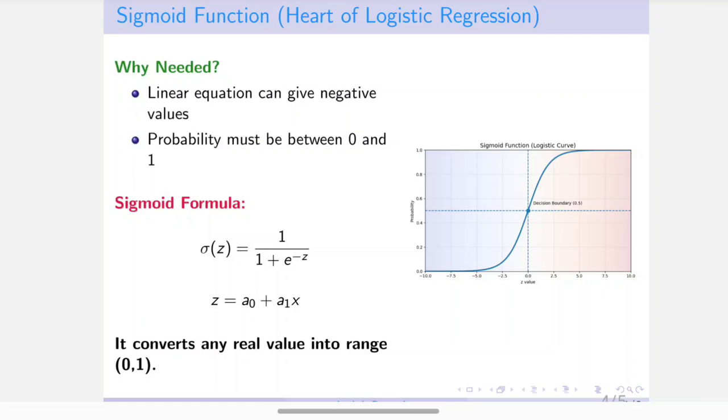So the S-shaped curve converts any number into a value between 0 to 1. First the model calculates the score using a linear equation. Then that score is passed through this S curve. The output becomes a probability which lies between 0 and 1. So do not worry too much about this formula right now. Just remember this function squishes values into the range 0 to 1.